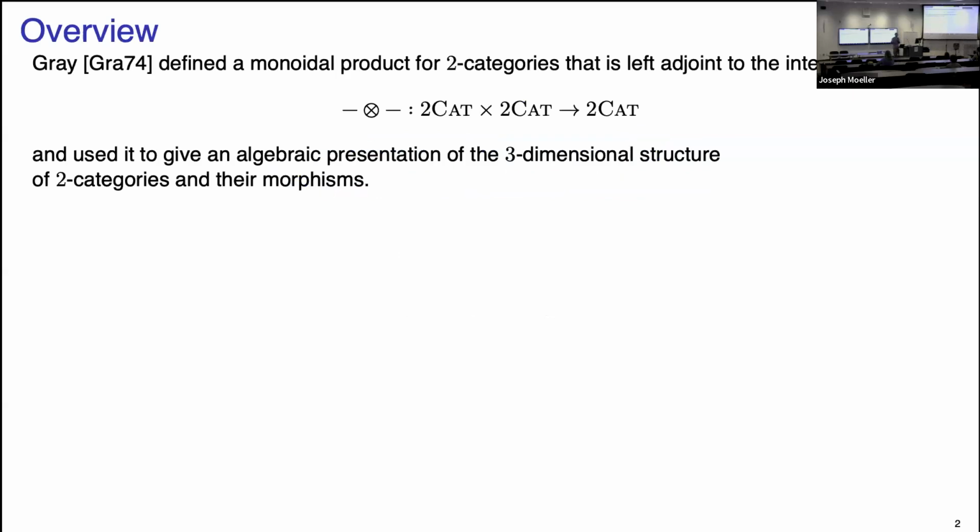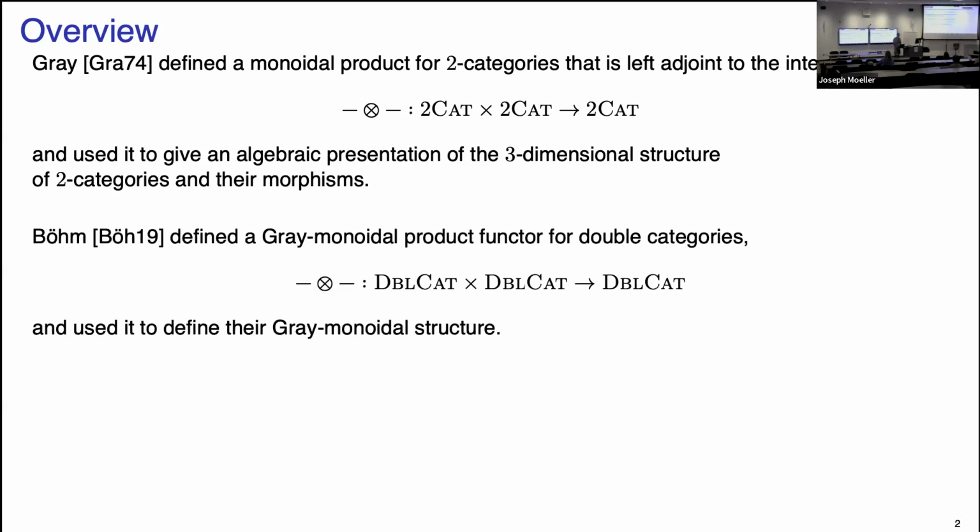I'm going to start with a one-slide overview to give you an idea of what to expect in the next half hour. In the 1970s, John Gray defined this monoidal product functor for two categories that's left adjoint to the internal Hom, and he used it to give an algebraic presentation of the three-dimensional structure formed by two categories together with their hierarchy of morphisms, that's to say the functors, transformations, and modifications.